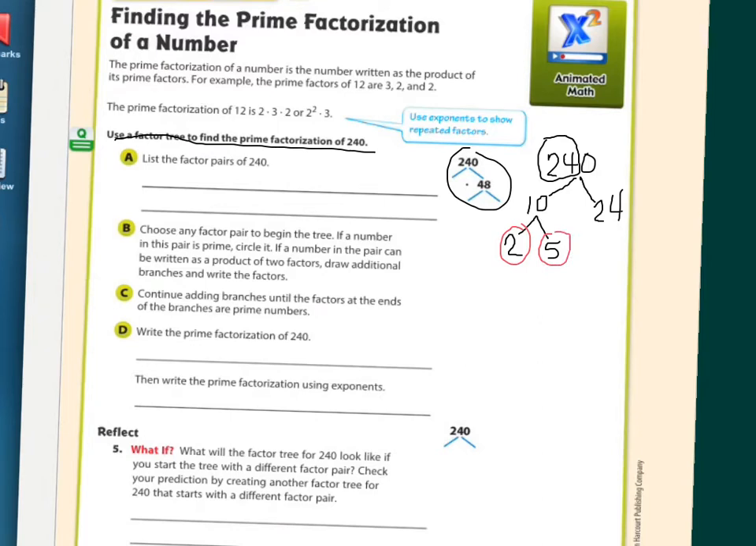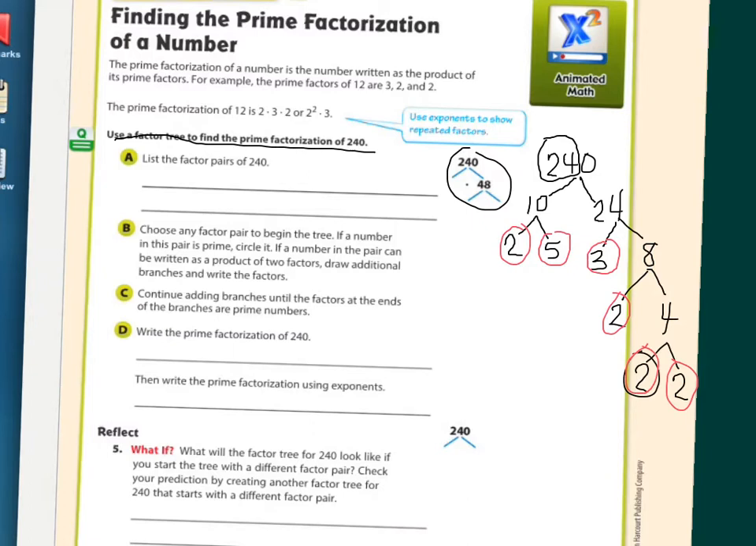Okay, now 24. This factor tree should be in your notes. 3 times 8. 3 is a prime number. But 8 is composite, so I'm going to keep going. 2 times 4. 2 is prime. 4 is composite. So I keep going. 2 times 2. And 2 is prime. 2 is prime. And now we're going to write the prime factorization.